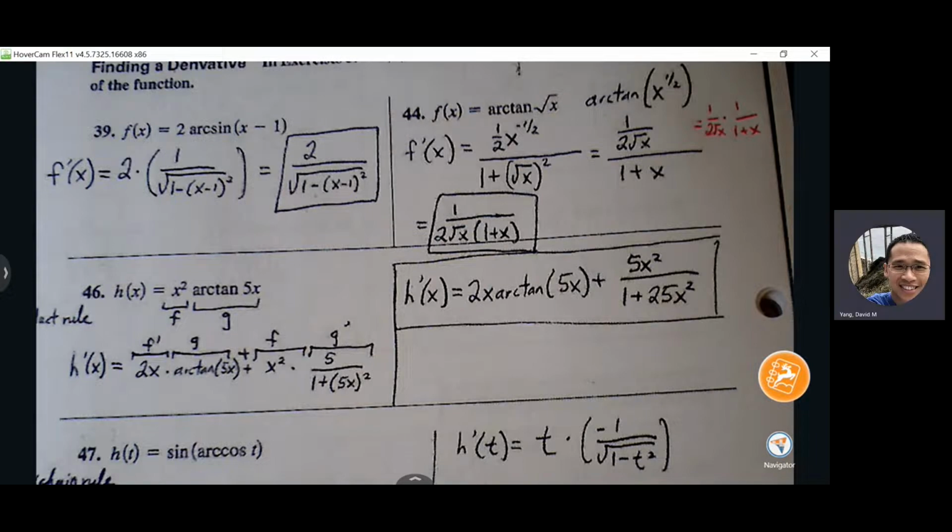Oh, the square root of this one here. 1/2 x to the negative 1/2 is the same thing as 1 over 2x to the 1/2, the same thing as 1 over 2 root x. But if you left it as 2x to the 1/2, that's fine as well. You don't have to convert it back.